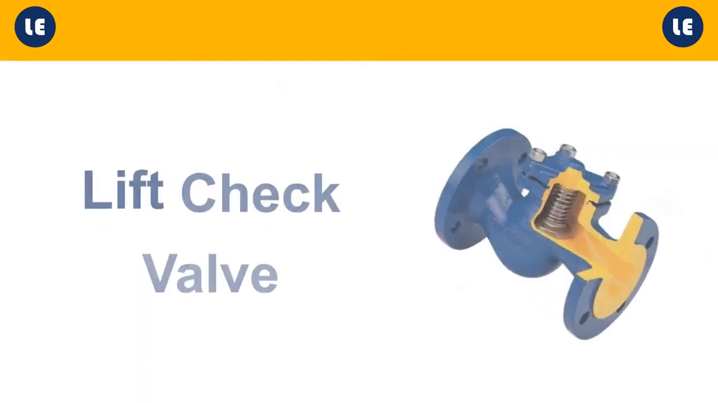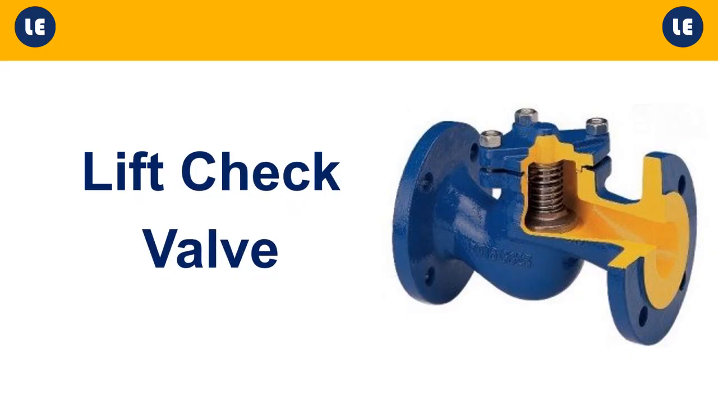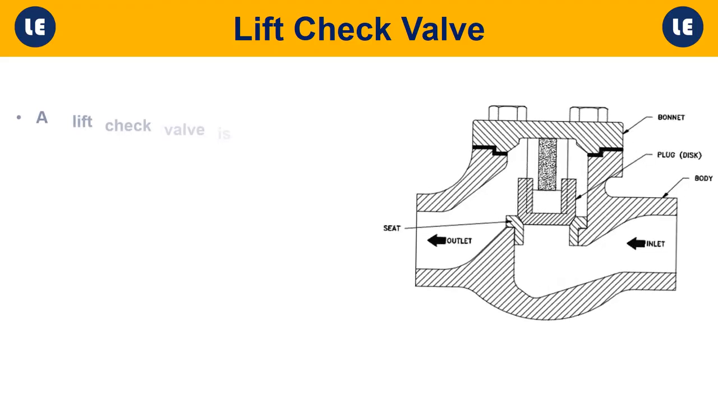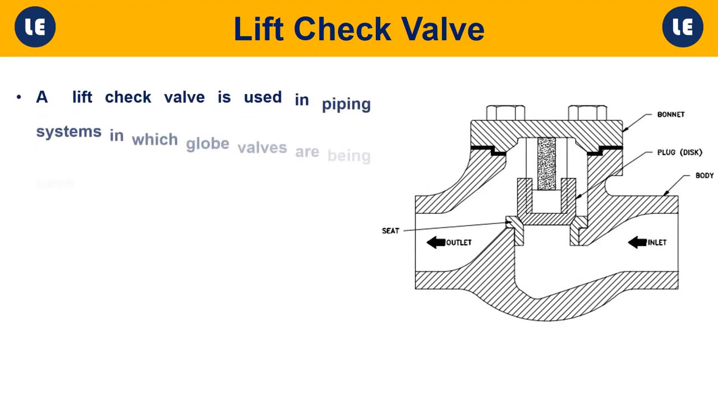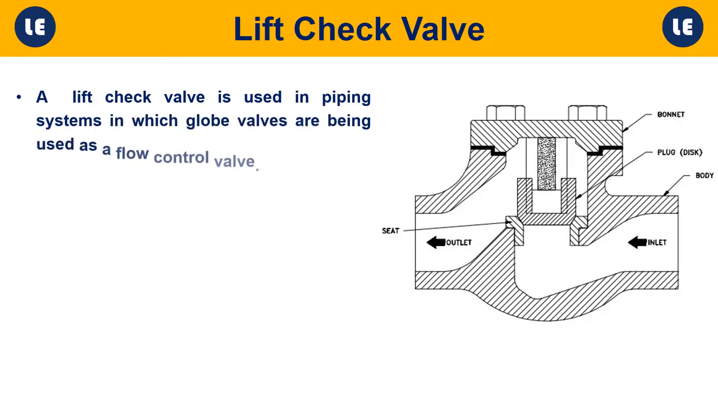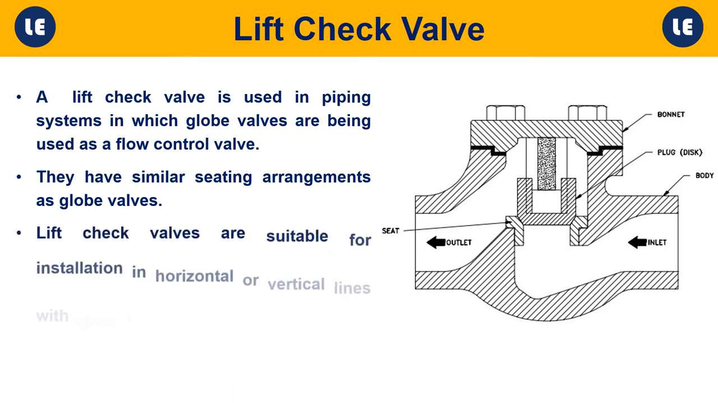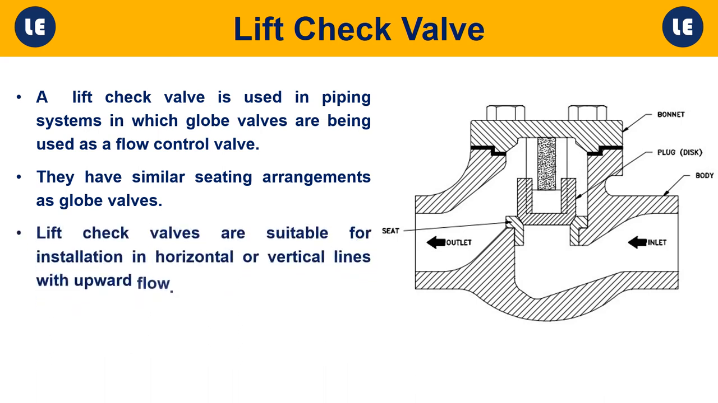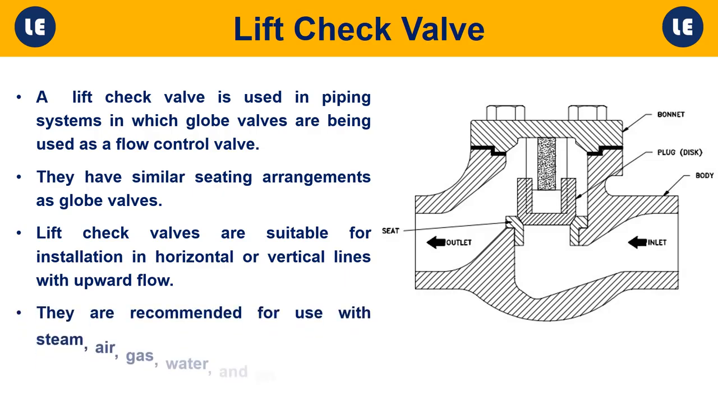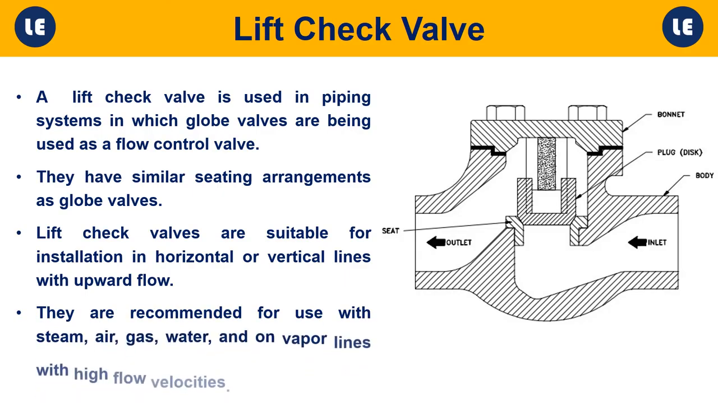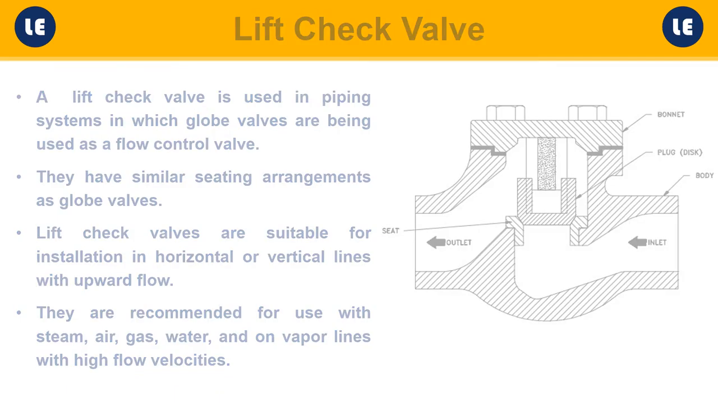Lift check valve. A lift check valve is used in piping systems in which globe valves are being used as a flow control valve. They have similar seating arrangements as globe valves. Lift check valves are suitable for installation in horizontal or vertical lines with upward flow. They are recommended for use with steam, air, gas, water, and on vapor lines with high flow velocities.